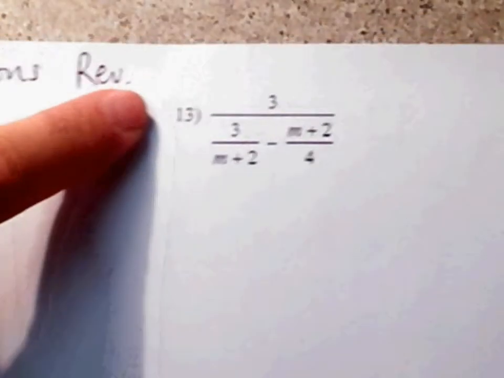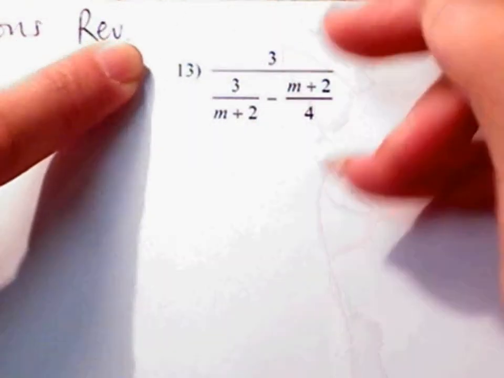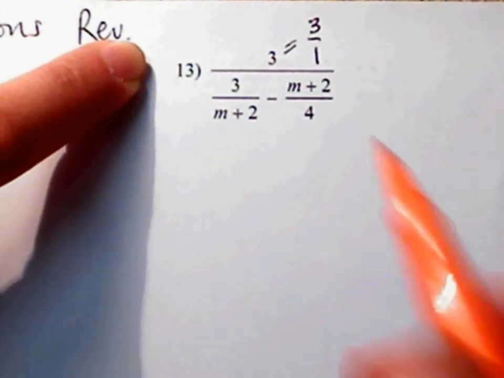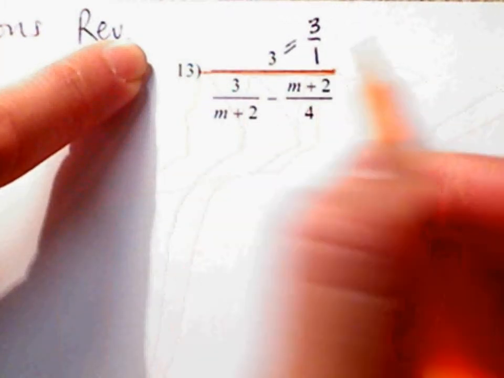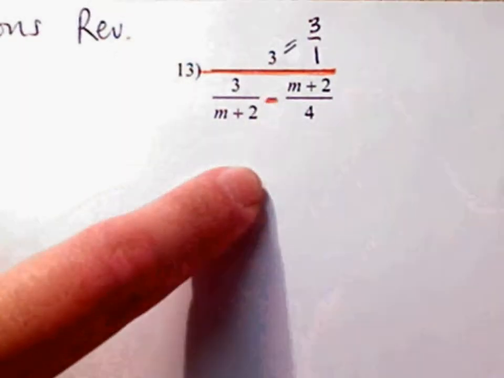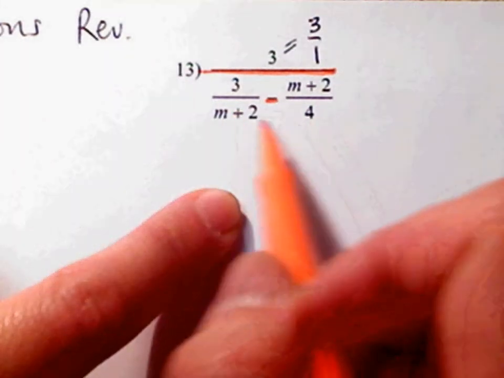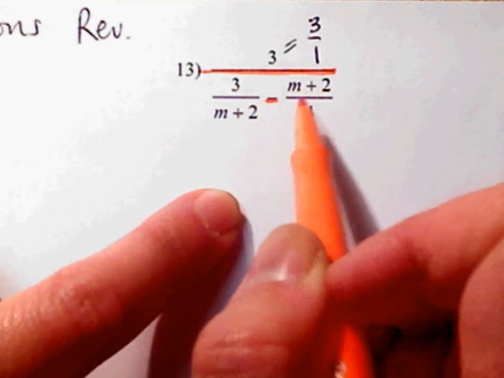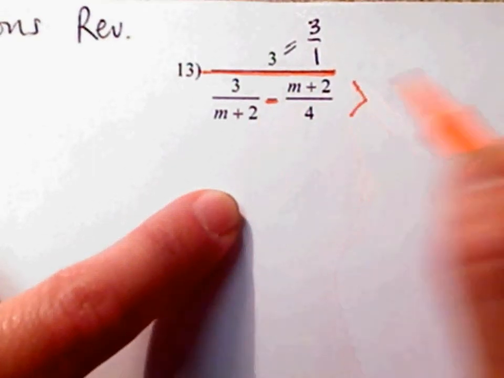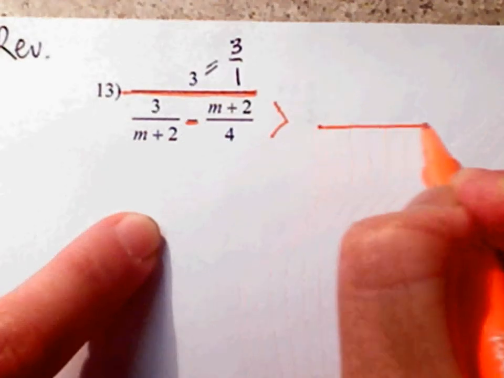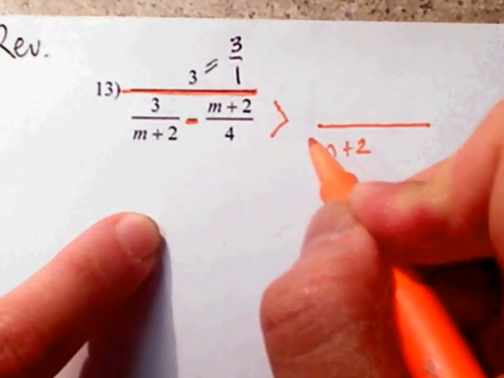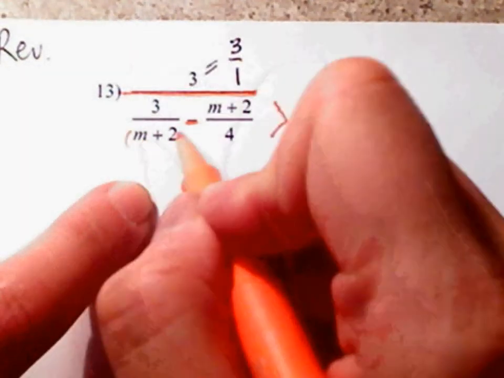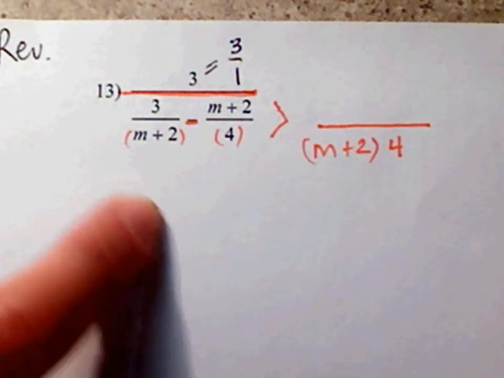Number 13, okay? This right here is the same thing as 3 over 1. Now, notice this is your divisor right here. Do you see how you have a negative right there? You have to find a least common denominator for this one and simplify this one into one big fraction before you can take the reciprocal. So, what is the least common multiple? M plus 2 times 4. Okay? Basically, I just multiply the two denominators together.